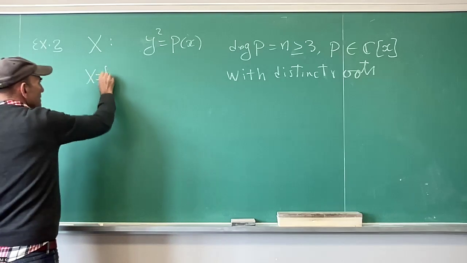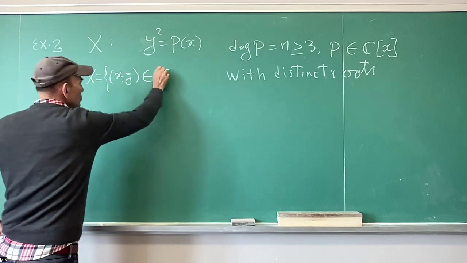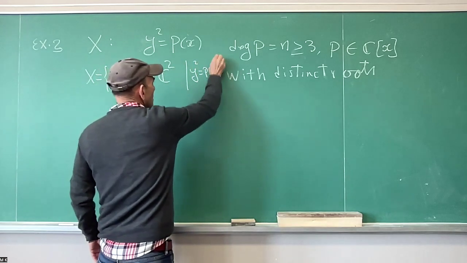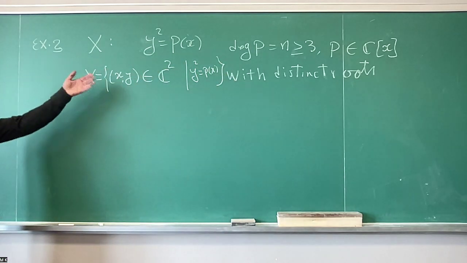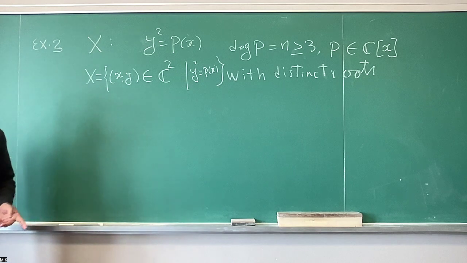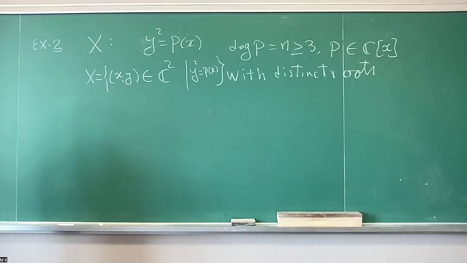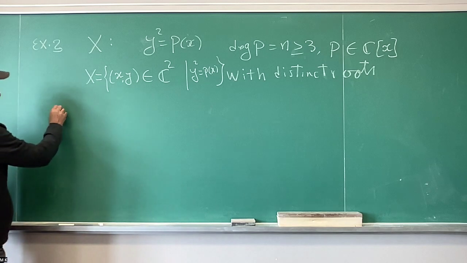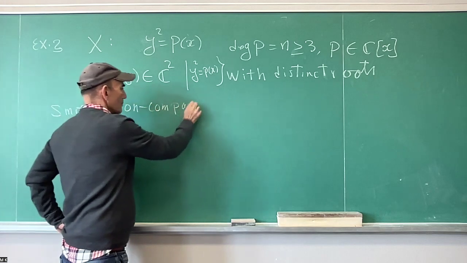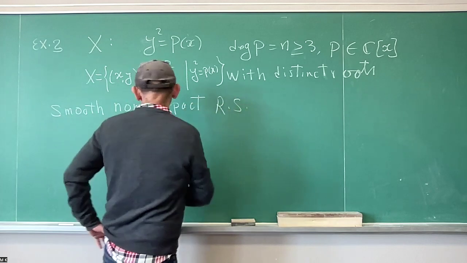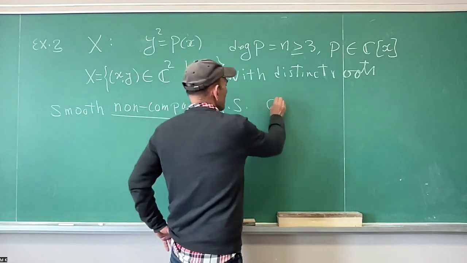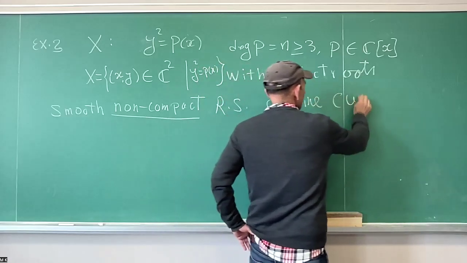So what is this X? X is really the set of all (x, y) belonging to C squared such that y squared is equal to p of x. So we use the inverse function theorem to show that this is actually a smooth, non-compact Riemann surface, right? To say something is a smooth Riemann surface is redundant. We shouldn't say it, but sometimes I say these things. So this is a smooth, non-compact Riemann surface. In my first lecture, I discussed these. They're called affine curves. It's an example of a smooth affine curve.